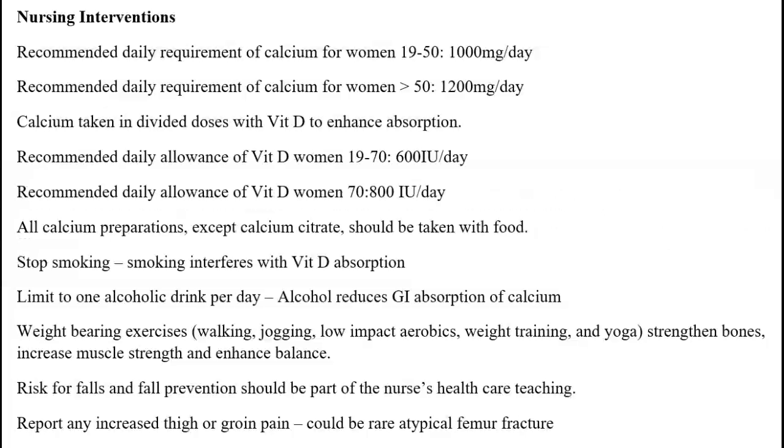Prevention of osteoporosis includes sufficient intake of calcium and vitamin D throughout the lifespan by either dietary intake or supplementation. Calcium should be taken in divided doses and with adequate vitamin D to enhance absorption. So it's important that you know the role vitamin D plays in the patient who's taking calcium to prevent osteoporosis. Vitamin D helps the body absorb calcium. All calcium preparations except calcium citrate should be taken with food. Smoking cessation should be encouraged because smoking interferes with vitamin D absorption. Alcohol consumption should be limited to 1 drink per day because alcohol reduces GI absorption of calcium.